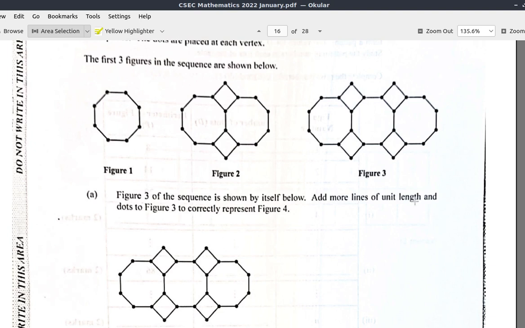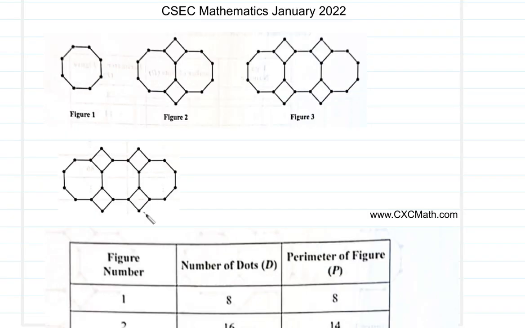Add more lines of unit length and dot to figure 3 to correctly represent figure 4. I want you to pause the video and do that. Alright, you paused, finished. Let us see what happened here. You want figure 4. So, what does figure 4 look like?